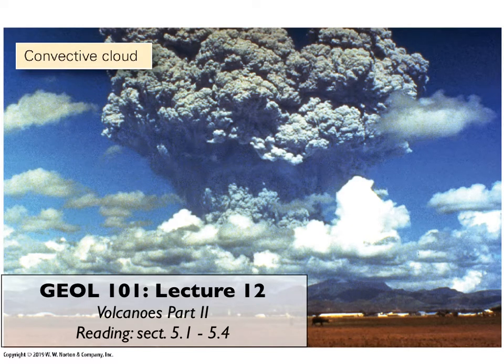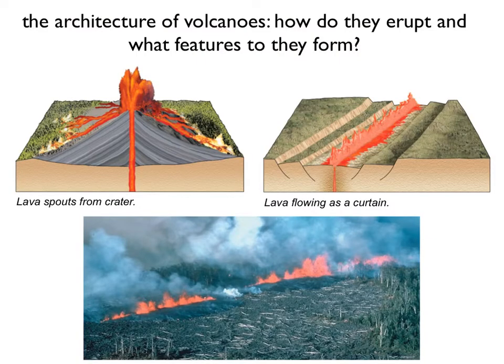Hey, this is part 2 of my lecture series on volcanoes. In the last part, hopefully you've all watched that, we reviewed igneous rocks and talked about the various products of volcanic eruptions. In this video, I want to discuss the architecture of volcanoes, how they erupt, what features they form, what type of structures they develop into, and that sort of thing.